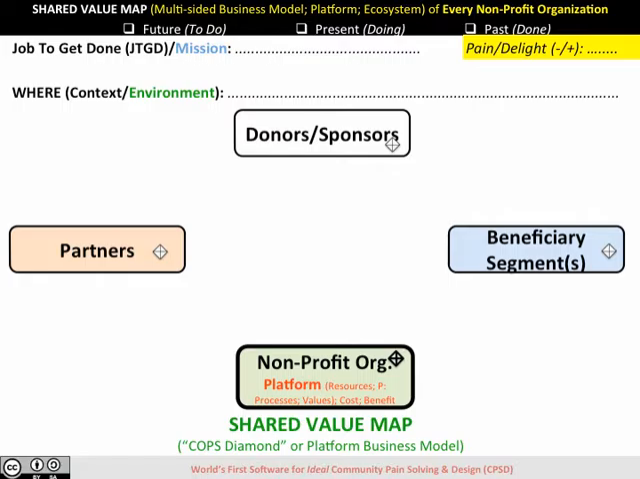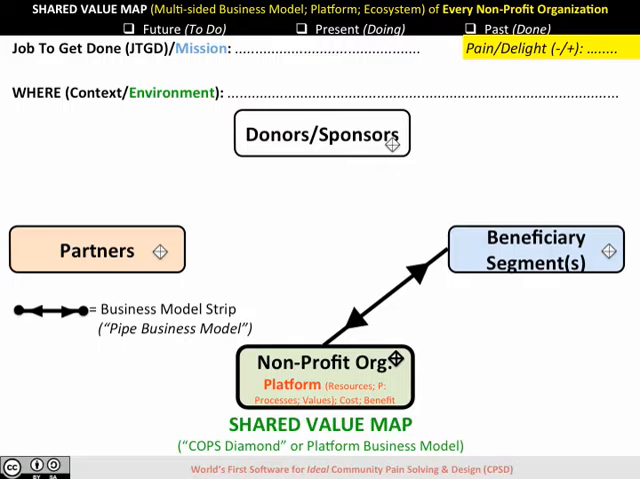Like in any case, when you're using the C.O.P.S diamond or shared value map, you start with the pain or delight of the beneficiaries and then formulate your mission statement. If you already have a mission statement, then you should check whether that satisfies the pain or delight being experienced by your beneficiaries. There should be compatibility between those two. And also, you must specify the context or the environment.